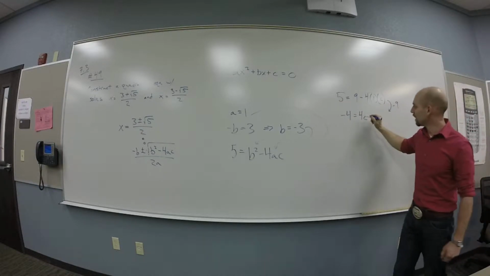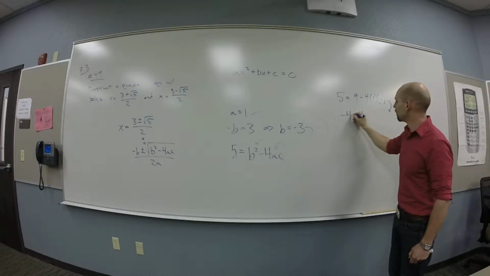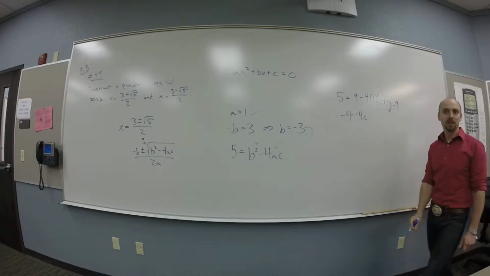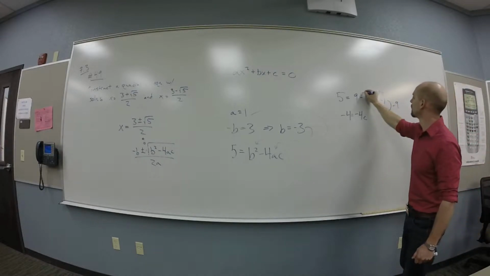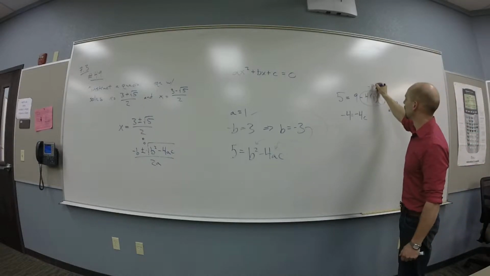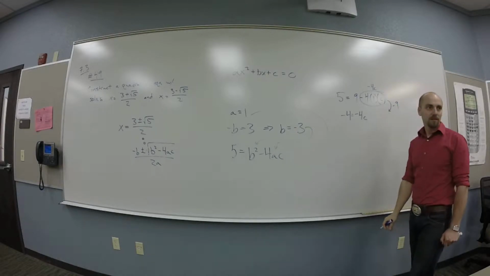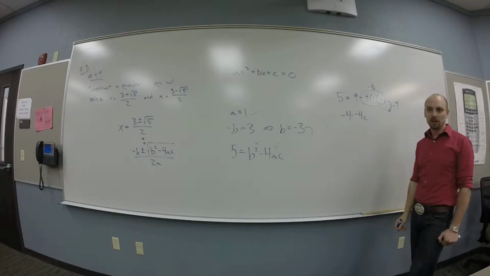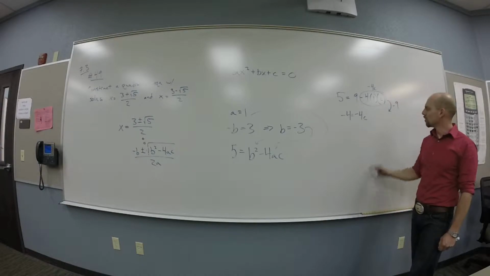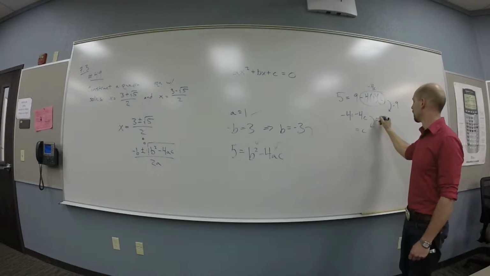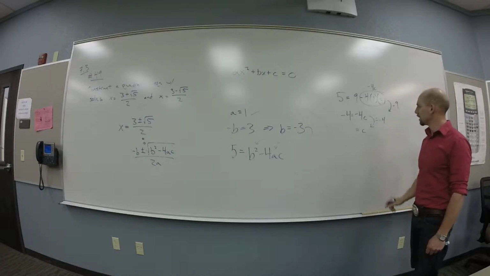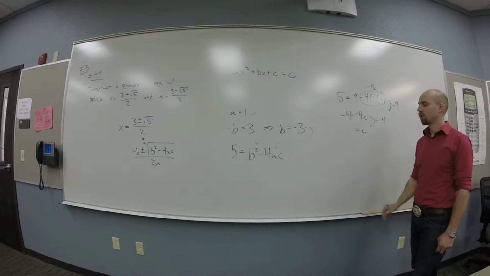But I lost a negative here. So really I should have gotten negative 4 is negative 4c. You guys see that? That's this whole business, right? Is negative 4c. Oh, right. Then I subtract 9 from both sides. And then what do I do with this to get c by itself? Divide by negative 4. Okay, we divide by negative 4, so we get c is 1.